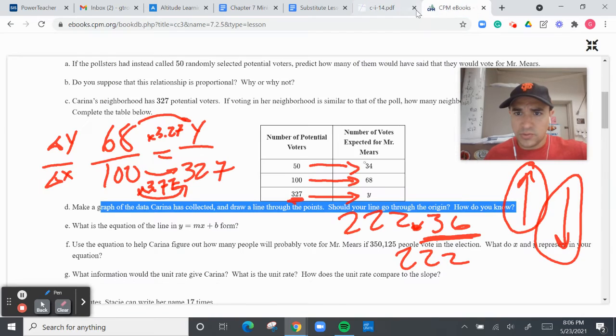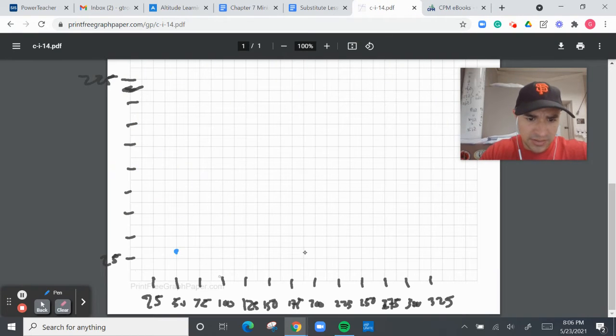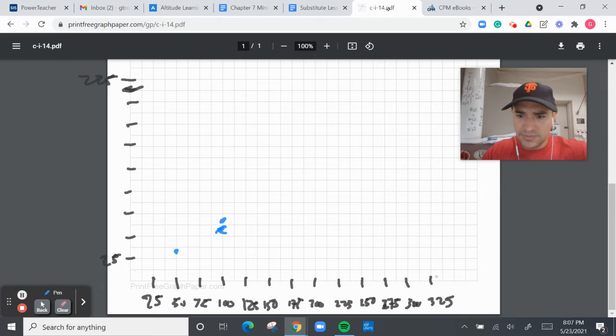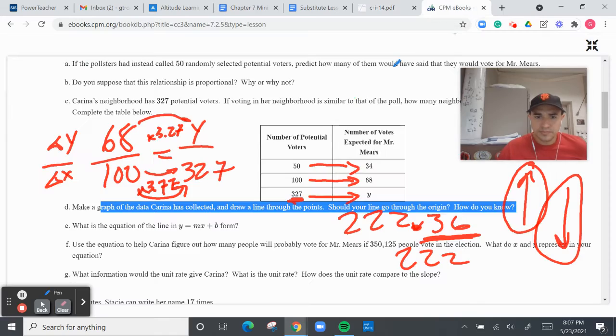So 50 and 34 is 1. 168, 25, 50, 60. Let's go 68. Let's do 50, 75, 68, close to 7. Let's make it that right there, not there on the top dot. And 325, so a little bit past that, is 222. All right, so that's my points.